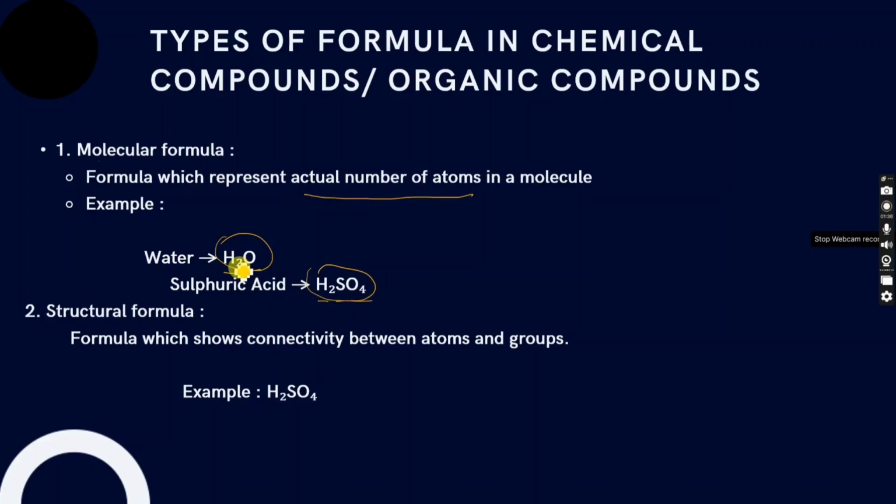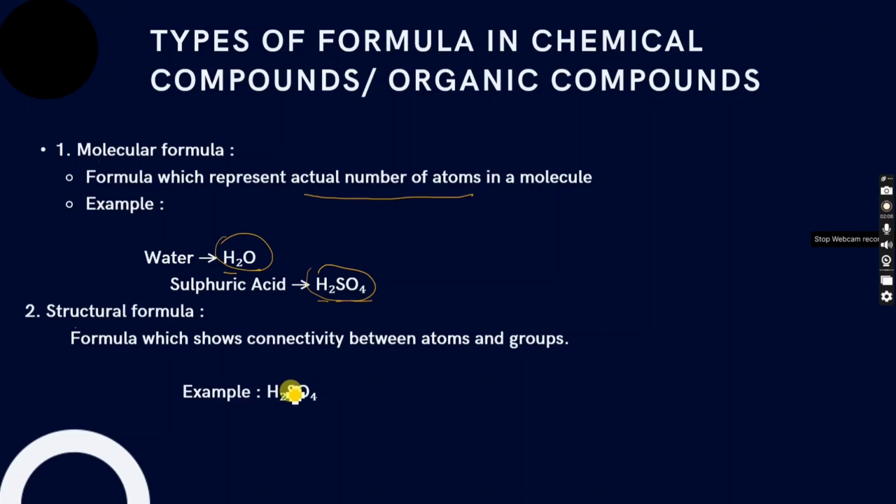Now coming to the structural formula. You know what a structure is. In the same way, the formula which shows the connection between various atoms and groups in a molecule will give you your structural formula. Here you will see the bonding between the various atoms and the functional groups present in a molecule. For example, in H2SO4, if you take the same example, what is the bond between hydrogen, sulfur and oxygen? That can be shown using the structural formula.